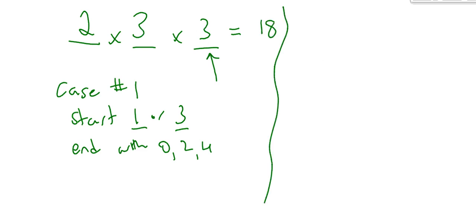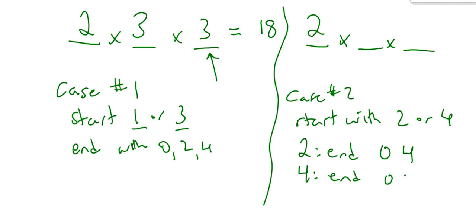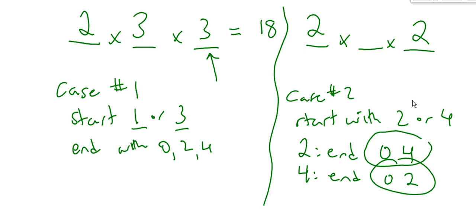Now case number 2. So let's start fresh and think about case number 2. In case number 2, we were starting with a 2 or a 4. So a 2 or a 4 means that I have two choices for that first position. Now, if I start with a 2, the end digit can be either a 0 or a 4, which is two choices. If I start with a 4, the end digit can be either 0 or 2, two choices. So no matter which one I pick from, a 2 or a 4, I always end up with two choices for that last digit.